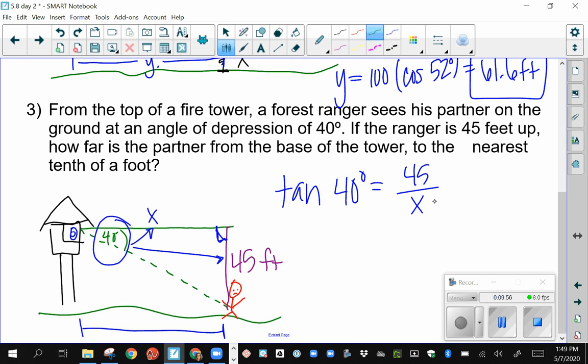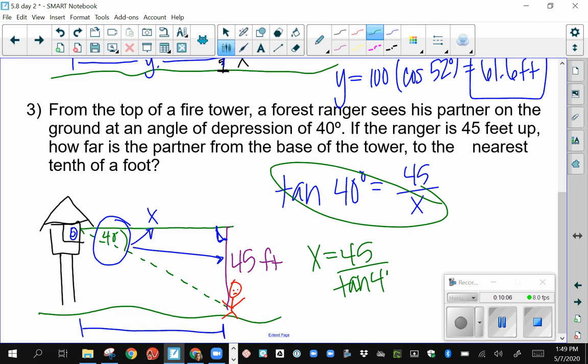If you have a bridge, you may cross it. And, whoops, x equals 45 divided by tangent of 40 degrees. Type that all in your calculator and you should get 53.6 feet.